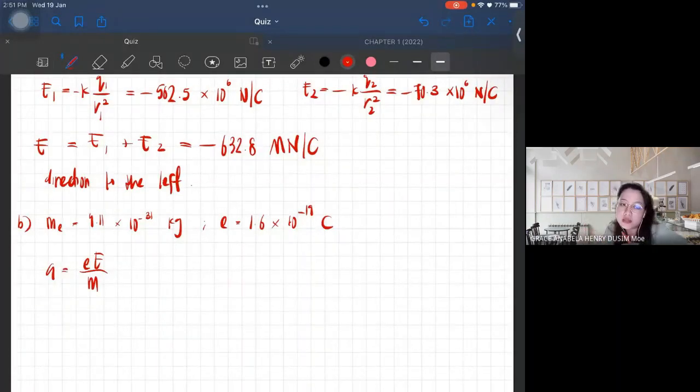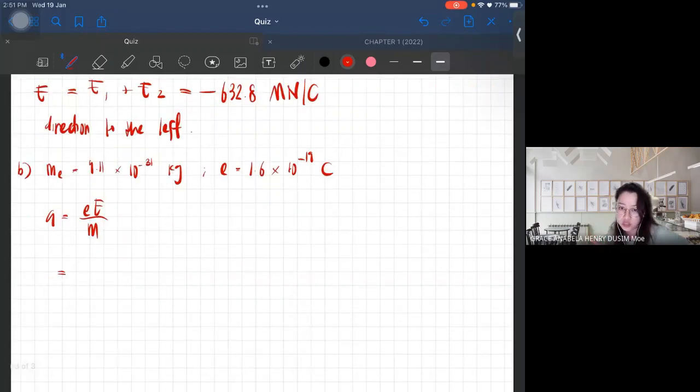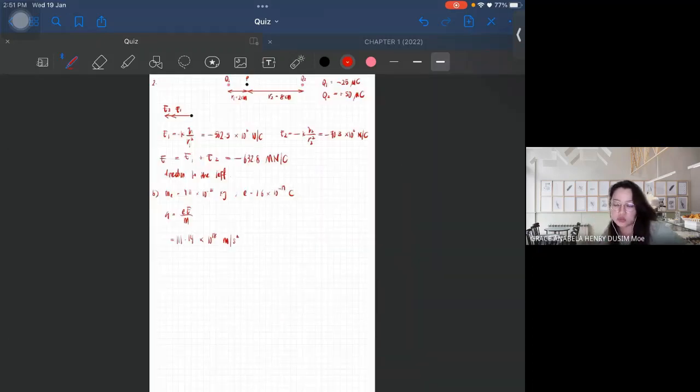So kita guna that formula. Sorry, we are gonna use this formula untuk calculate the acceleration lah. So substitute all the values, then you should get 111.14 times 10 to the power of 18 meter per second square. Okay? Itu solution untuk number 2.